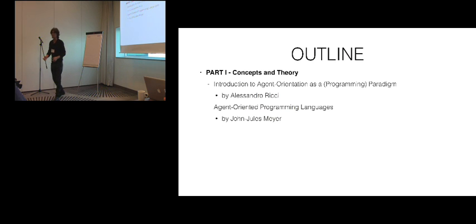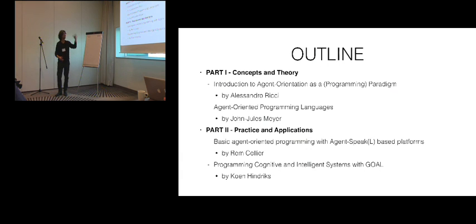There will be a first part in which I will give a brief introduction to the main concepts behind agent-oriented programming, and then Viviana will go into agent-oriented programming languages, showing issues, aspects, and details at the language level. Then in the second part, we will go into practice and applications. First we will see with Rem some basic agent-oriented programming from scratch, on the fly, using Jason and ASTRA and our tools, the tools of the community. And then with Koen, we will see how to program cognitive and intelligent systems with GOAL.